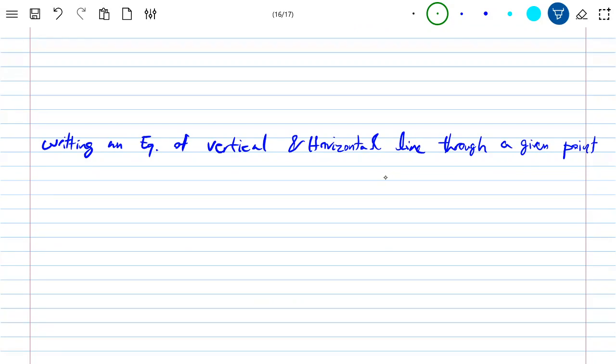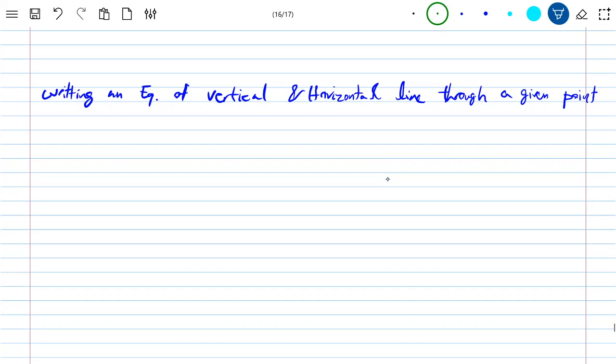How about writing an equation of a vertical and horizontal line through a given point? So last time we discussed equation of a vertical and horizontal line. And I think I already mentioned it, but maybe I wasn't so specific about it. So here is an example. Given a point, let's pick something. 1 and negative 2. Find the equation.